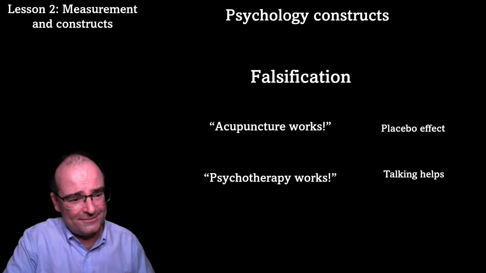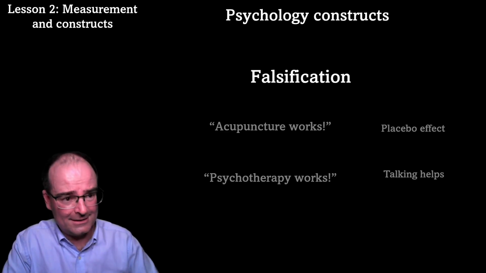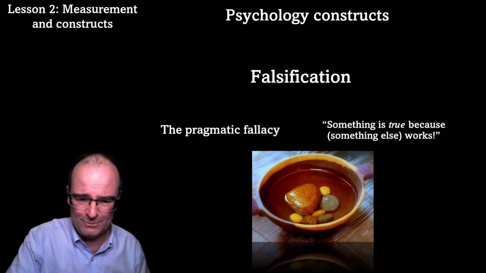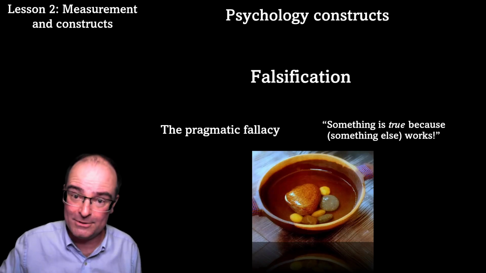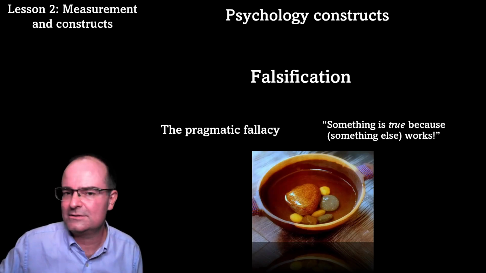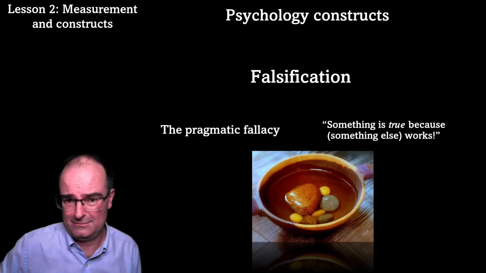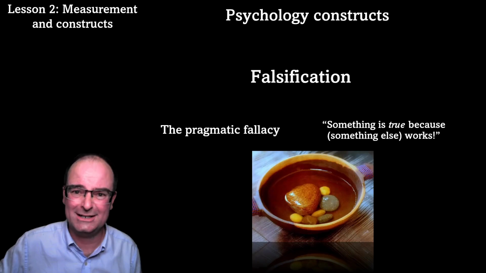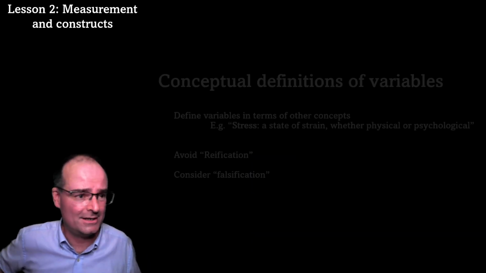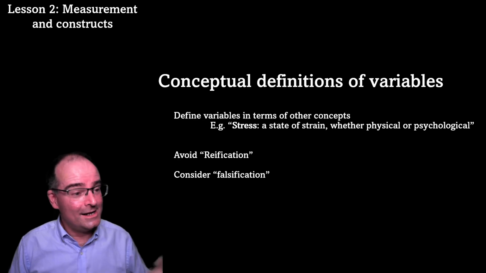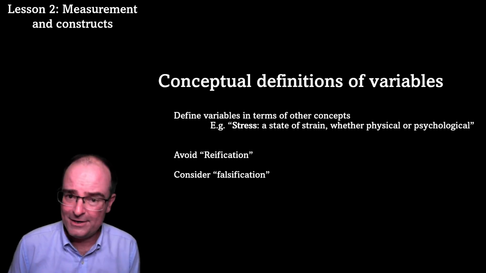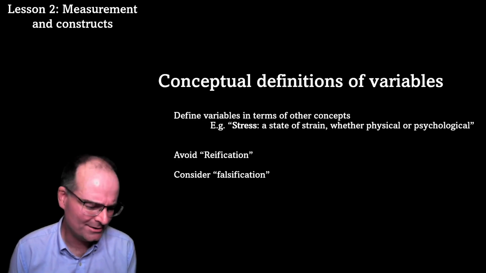So watch out for the pragmatic fallacy. The pragmatic fallacy is what happens when you take an effect that may in fact be real, but then you use it to support concepts which are probably unfalsifiable, which aren't really appropriate scientific constructs after all. So that's conceptual definitions of variables. We've got to carefully define what we're looking at. We've got to make sure it's as scientific as possible.